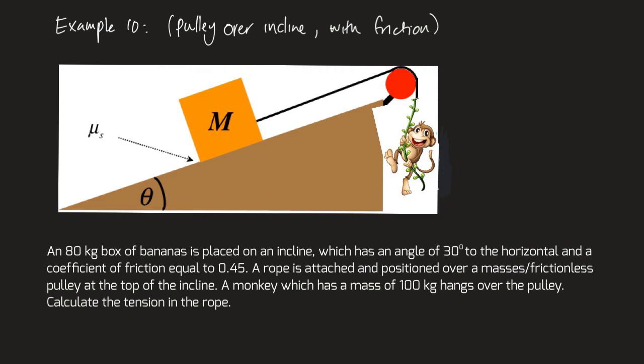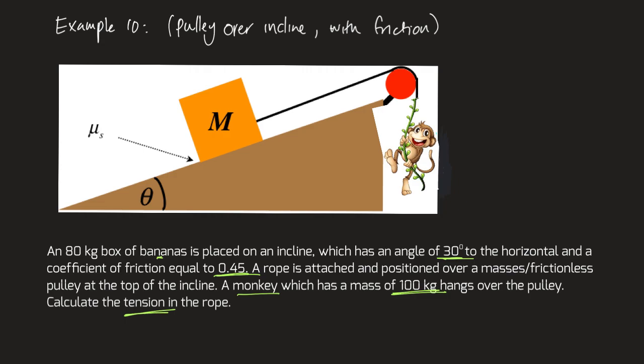Alright, let's say we have the following little system for the last, well, not the last, I'm going to do one more thing after this, but this is your last pulley question. I've got an 80 kilogram box of bananas, and it is placed on an incline which has an angle of 30 degrees to the horizontal and a coefficient of 0.45. A rope is attached in position over a massless frictionless pulley at the top of the incline. A monkey which has a mass of 100 kilograms hangs over the pulley. Calculate the tension in the rope. Right. So here's what we've got. Just write down all of our information.